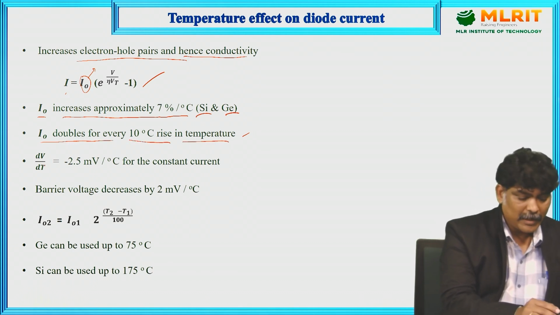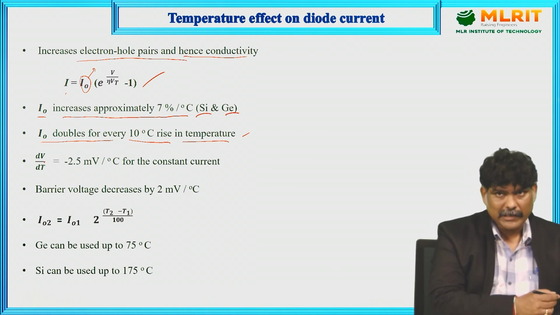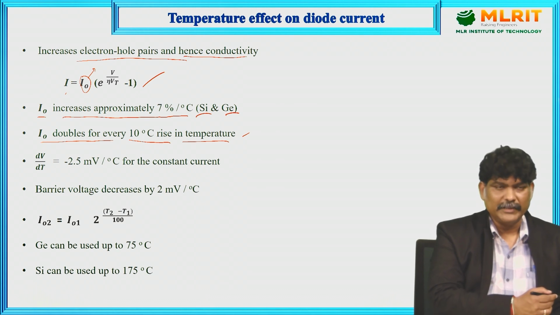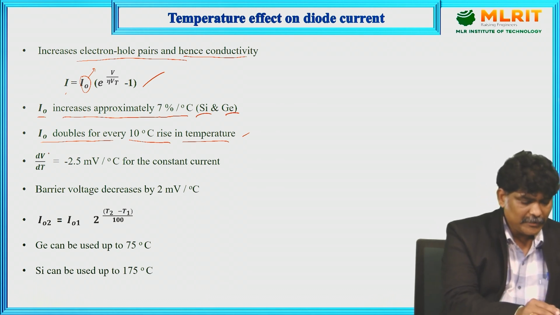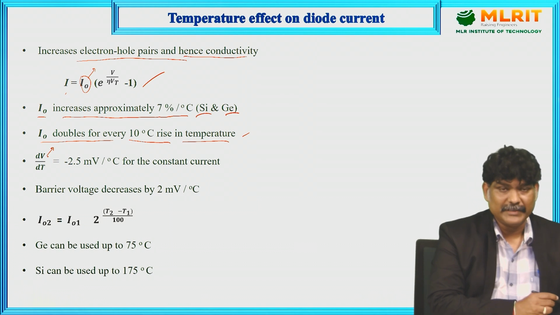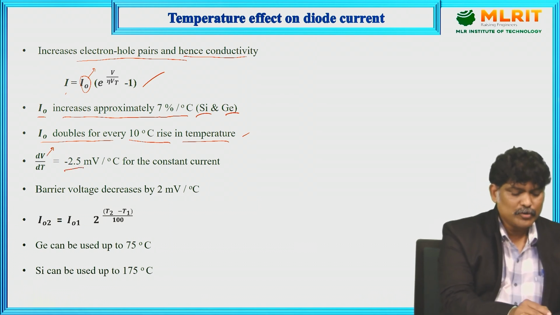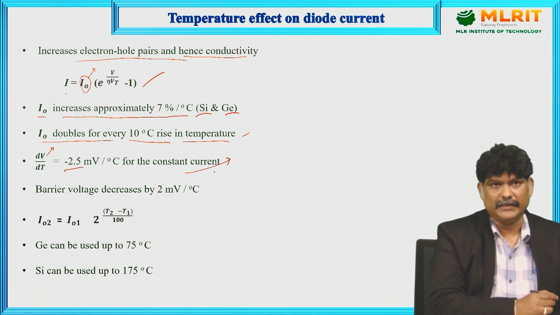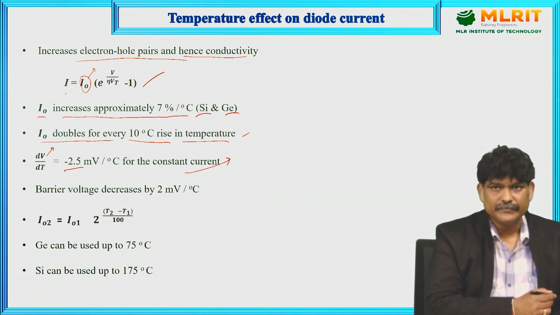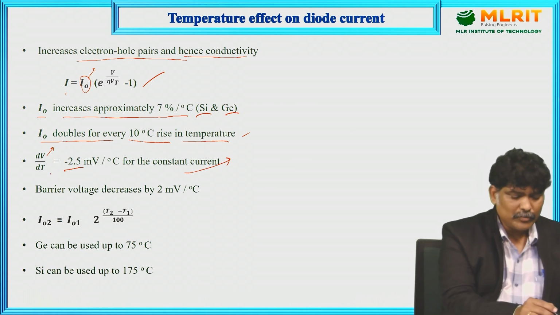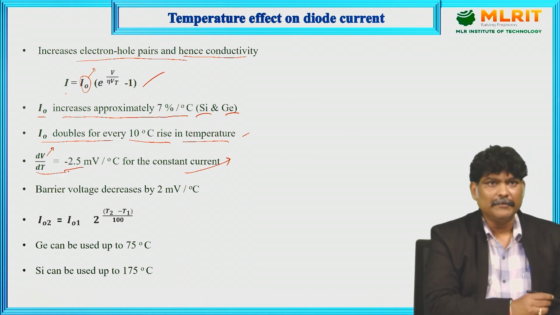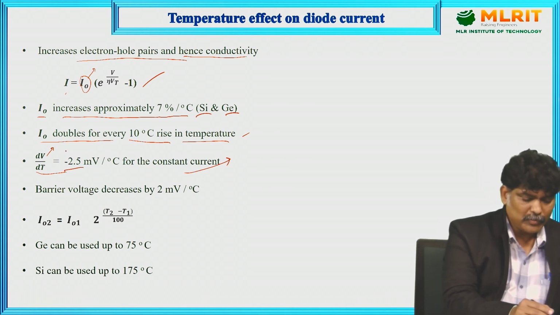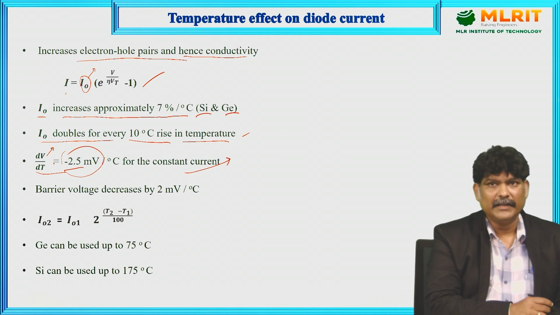In order to maintain constant current, we have to change the applied input voltage. The change in the voltage with respect to temperature, dV by dT, must be minus 2.5 millivolt per degree centigrade for constant current. So in order to maintain constant current, we have to maintain dV by dT at minus 2.5 millivolt per degree centigrade rise. That means the input voltage must be maintained like this.